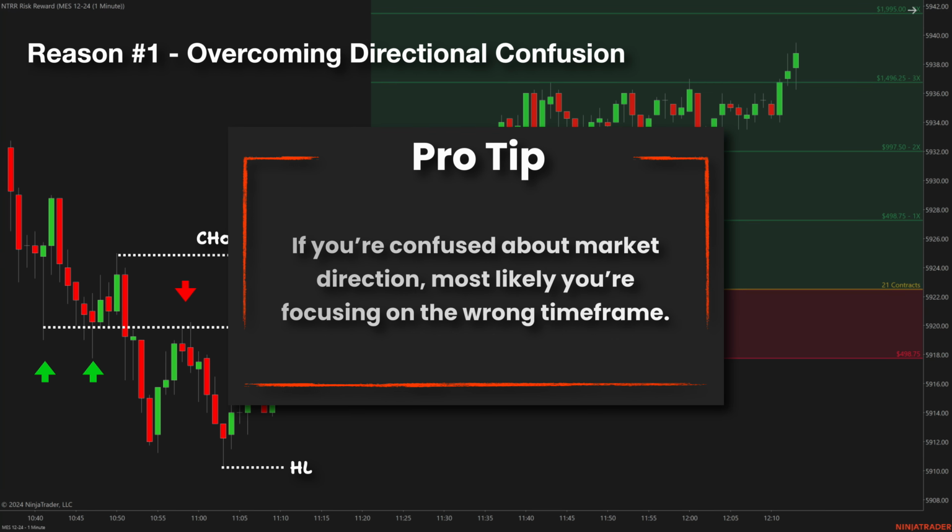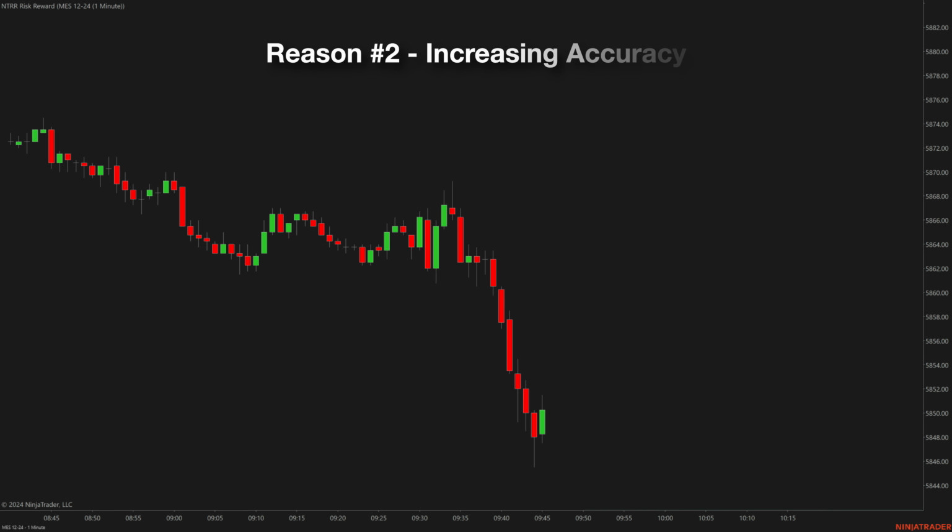Stepping back to analyze the bigger picture can greatly improve your ability to make more precise and confident entries. Reason number 2, increasing accuracy. A small reaction at a higher time frame key level can actually signal a major trend change in the lower time frames.